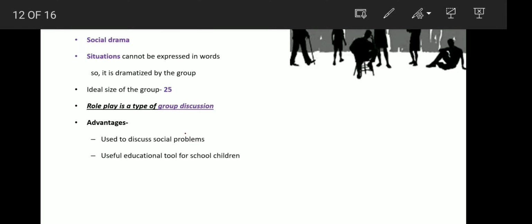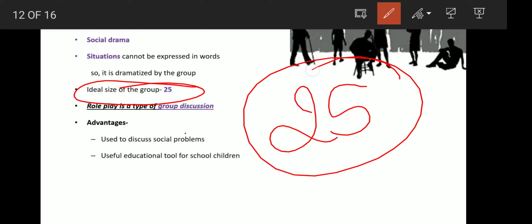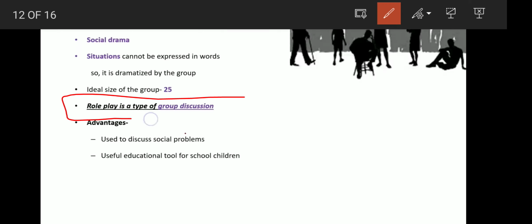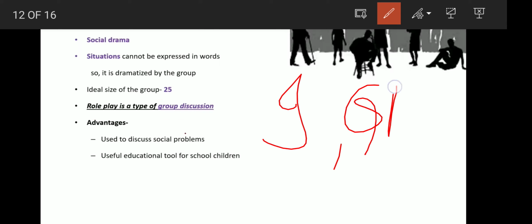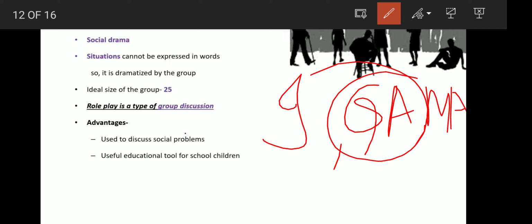So the ideal size of the group is 25. Very important. For role play, the group is of 25 members. So there is an MCQ. Role play is a type of group discussion. So role play comes under group discussion. Okay, we had three things: individual approach, group approach, and mass approach. And role play falls under group approach. It's not mass media, it falls under the group approach. Okay, role play is a group discussion.